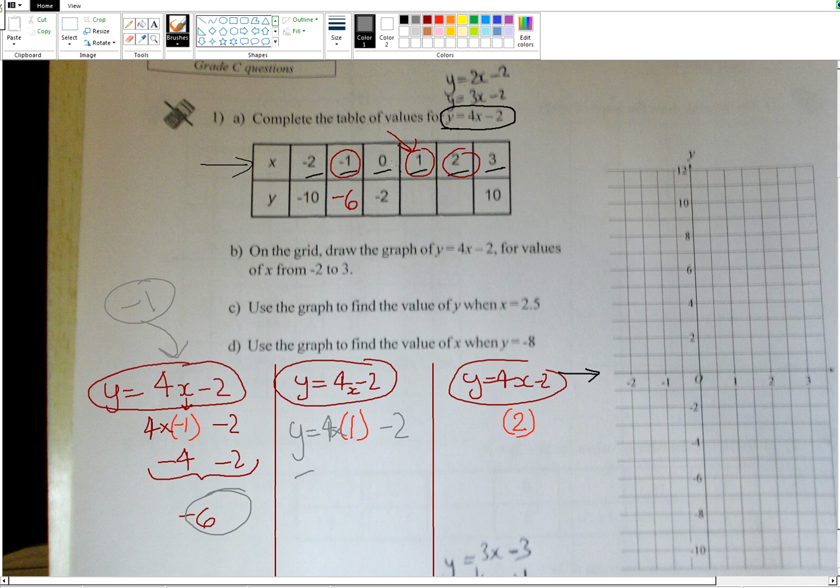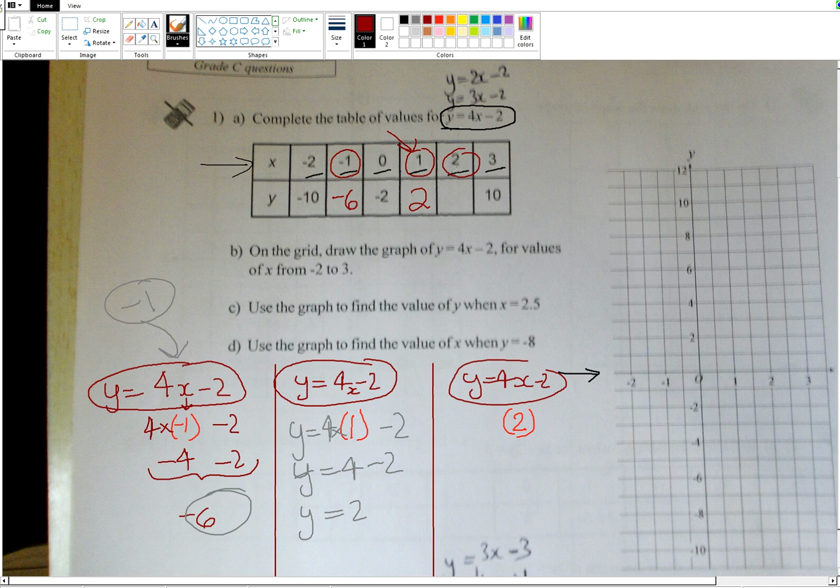Now we have to substitute the value of x equals 1 into the equation. So 4 times 1 is 4. 4 minus 2 is equal to 2. Nice and straightforward. That becomes 2. Let's put that in as a darker color there. 2. Lovely.